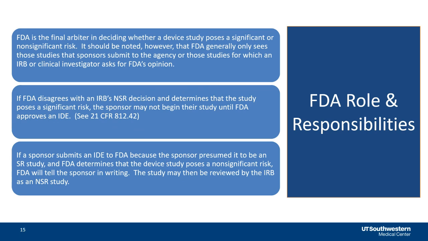In similar fashion, with the IRB having the authority to disagree with the non-significant risk decision, the FDA also has the authority to disagree with an IRB's non-significant risk determination. However, the result is the same in that the sponsor is required to submit an IDE application for review and approval by the FDA prior to initiating the research. The FDA can also determine that an IDE application submitted by the sponsor for a significant risk device study poses non-significant risk. The FDA will in turn inform the sponsor of its decision in writing.